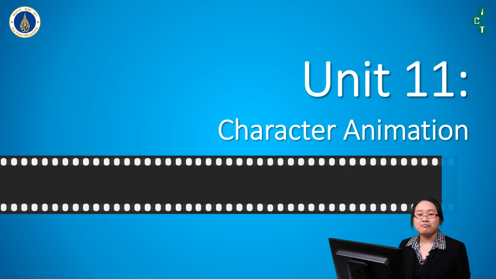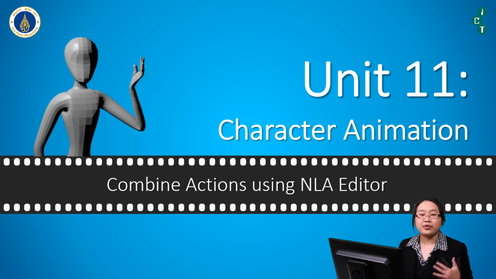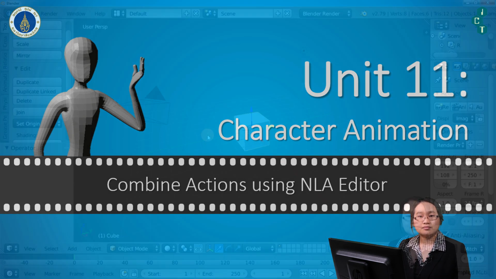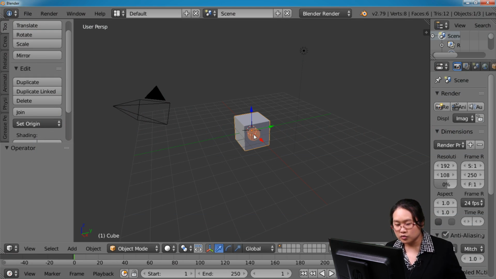So now you have multiple actions, right? You can create characters, animate them, and save them into actions. Next, how can you add actions together, combine actions together, and animate them as a series of actions within Blender? We are going to study it in this video. So let's see how you can work with multiple actions together.